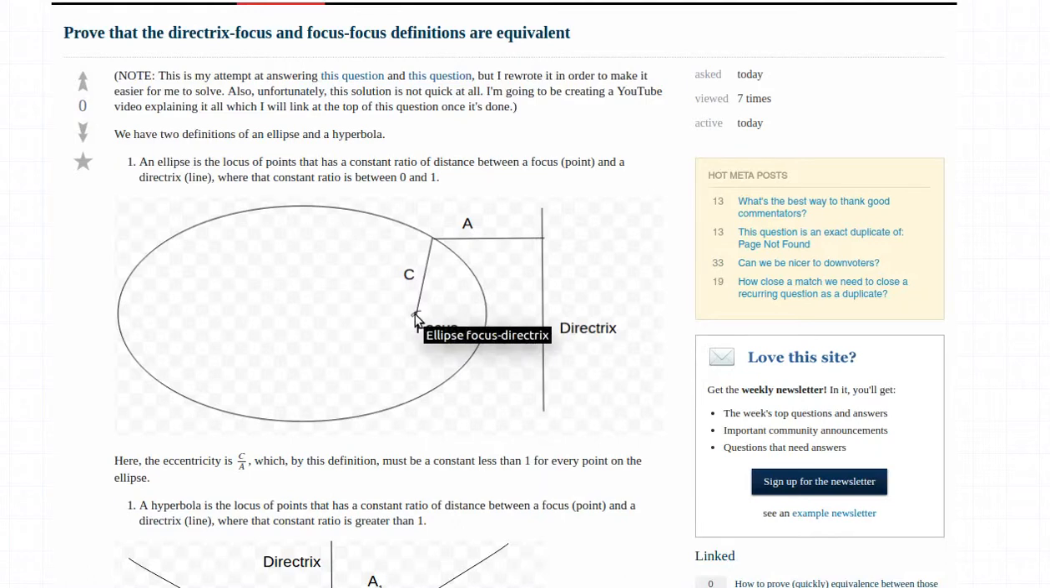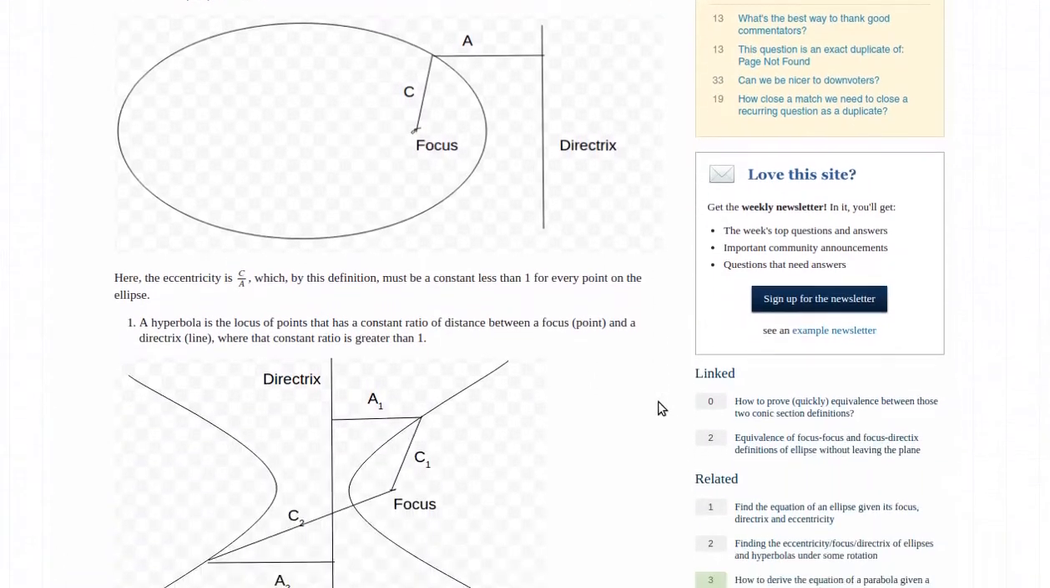So, if you remember parabola, the definition for parabola also has a focus and directrix. But in that definition, the ratio is exactly 1. In this definition, it's a little different. The ratio is less than 1. In hyperbola, it's the exact same, but it's greater than 1.